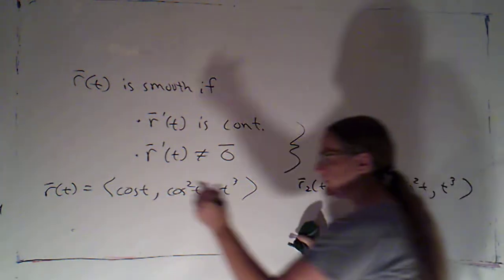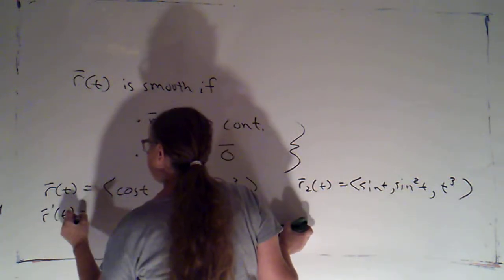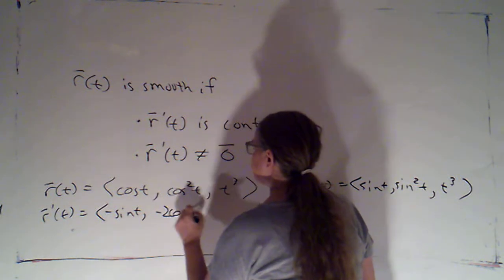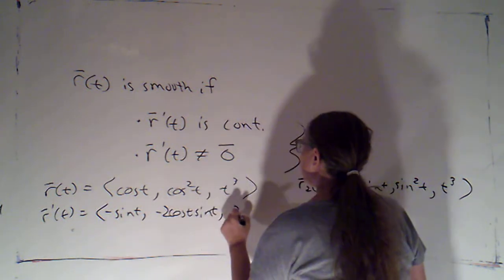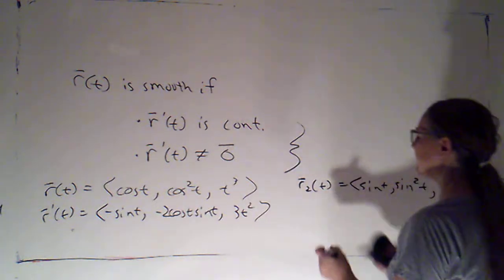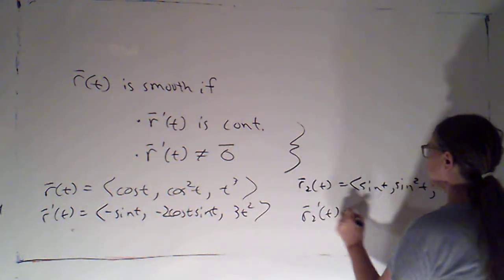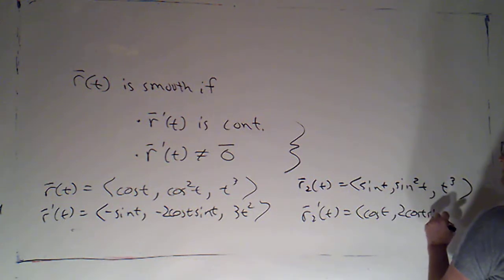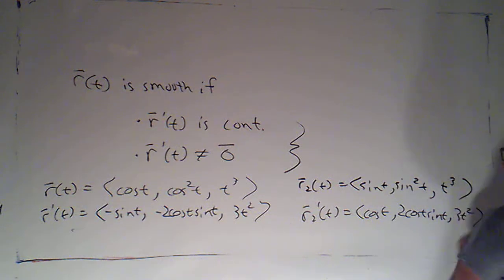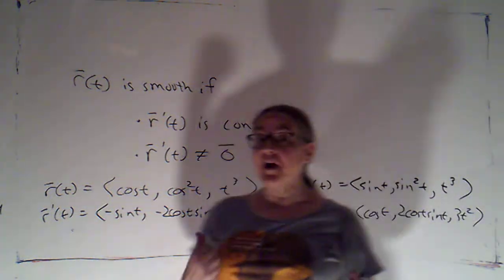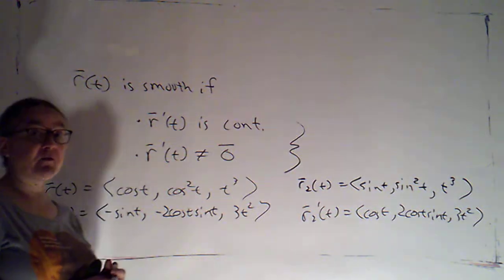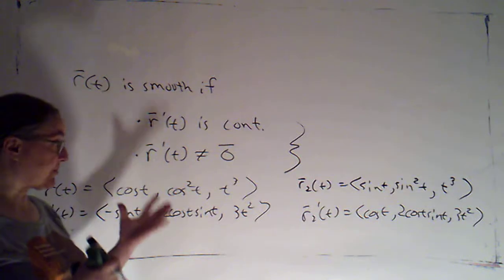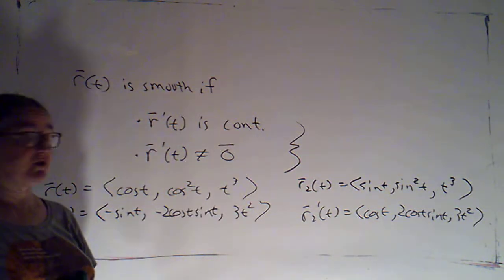Okay. Now, if I look here at r prime of t, I'm going to get negative sine t, negative 2 cosine t sine t, that's just a quick chain rule, 3t squared. If I look at r2 prime of t, I'm going to get cosine t, 2 cosine t sine t, 3t squared. Okay. Now, one of those functions was smooth, one was not. They both have continuous derivatives. r prime and r2 prime are both continuous.